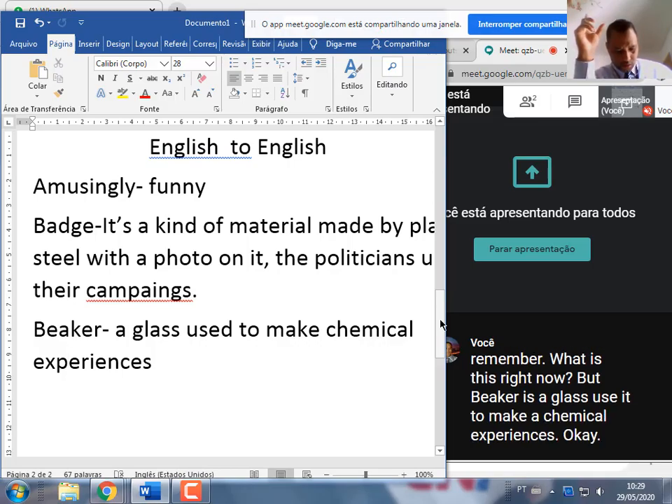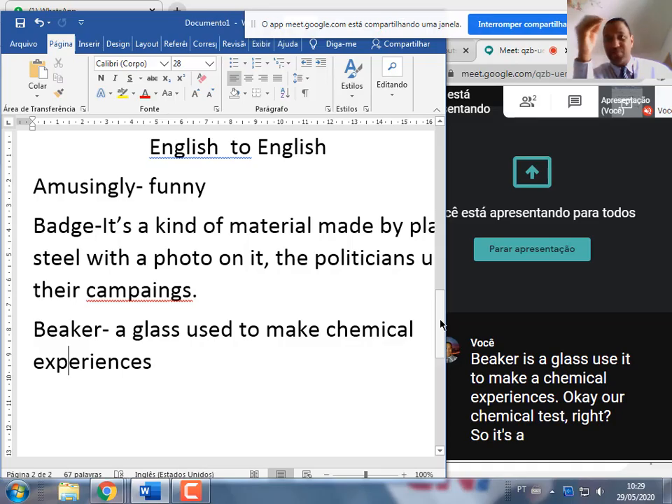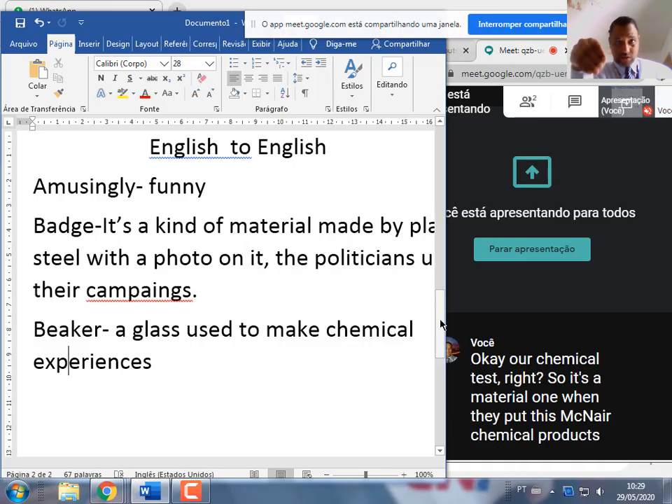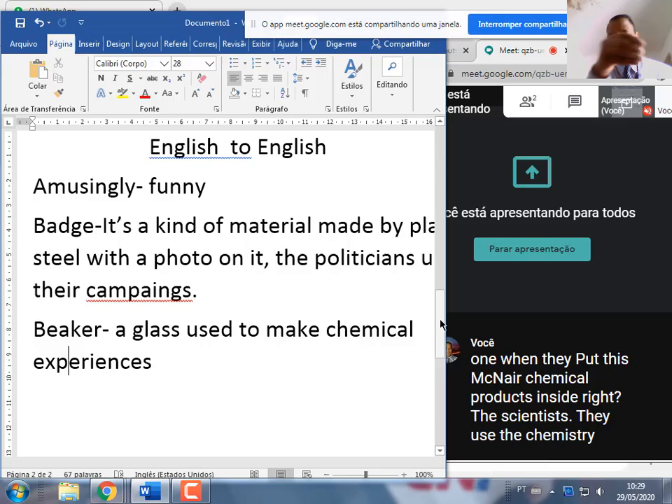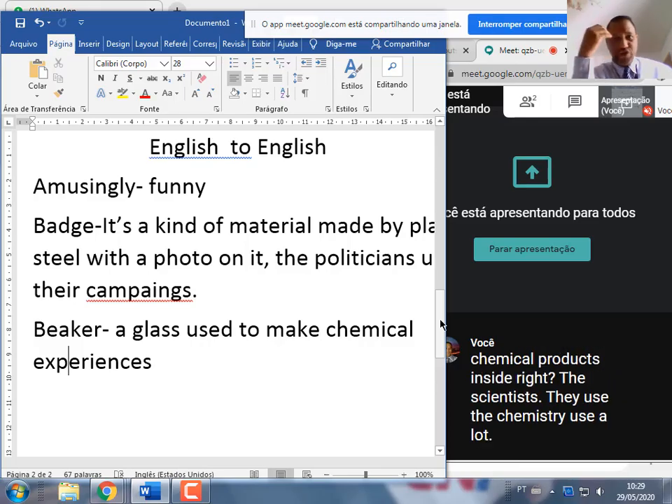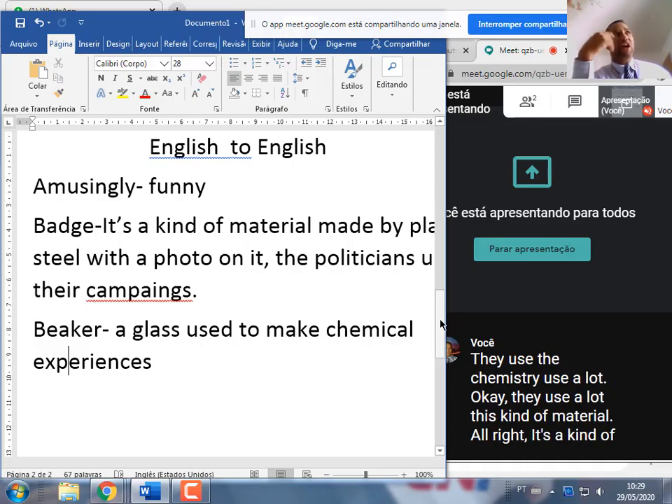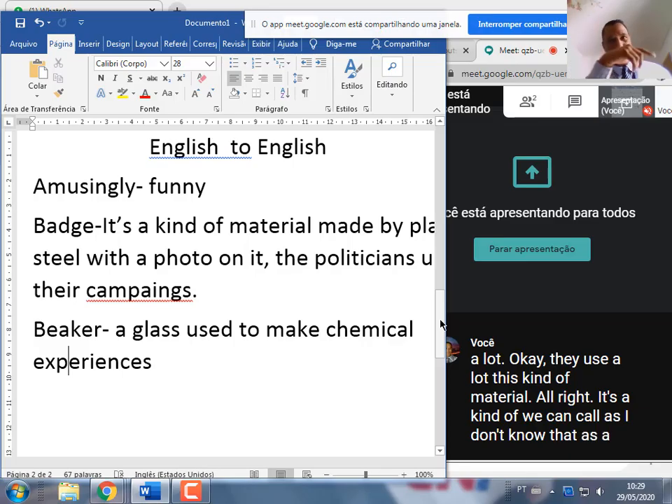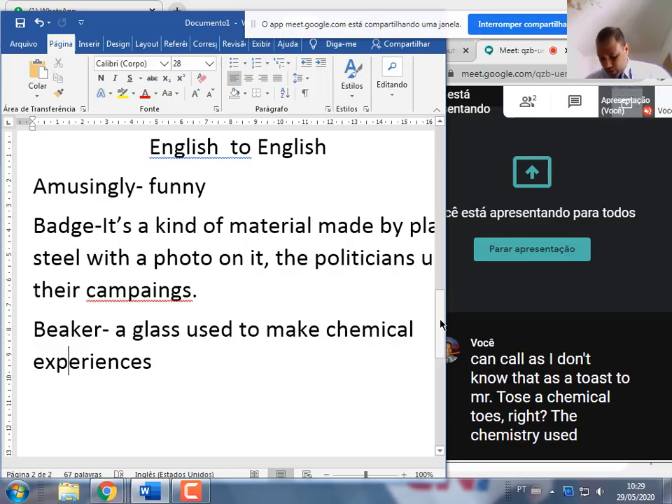Okay, or chemical tests. All right. So it's the material where they put the chemical product inside, right? Scientists, chemists, use it a lot, okay? They use this kind of material a lot, all right? We can call it, I don't know, a chemical flask too. The chemists use this the most, okay?